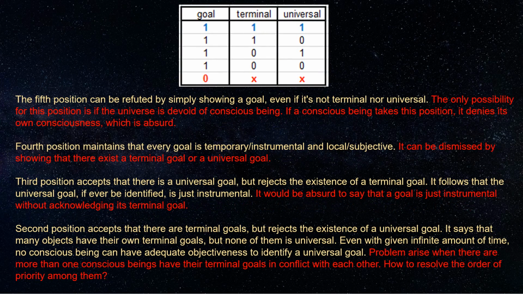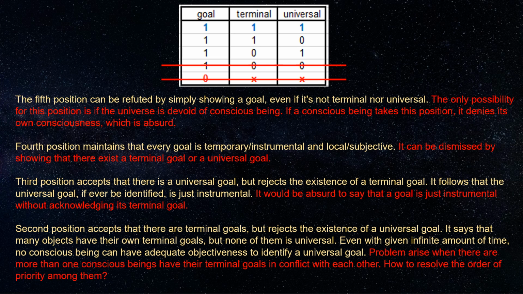I don't think there is a sane and honest person who takes the fifth position. It can be refuted by simply showing a goal, even if it's not terminal nor universal. The only possibility for this position is if the universe is devoid of conscious being. If a conscious being takes this position, it denies its own consciousness, which is absurd. Fourth position maintains that every goal is temporary, instrumental and local, subjective. It can be dismissed by showing that there exists a terminal goal or a universal goal.